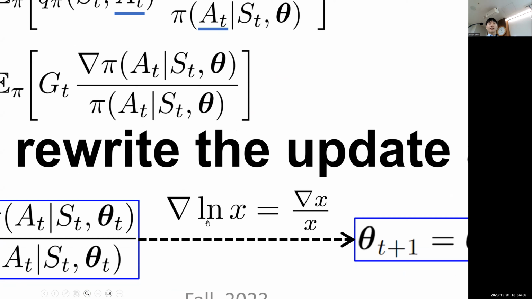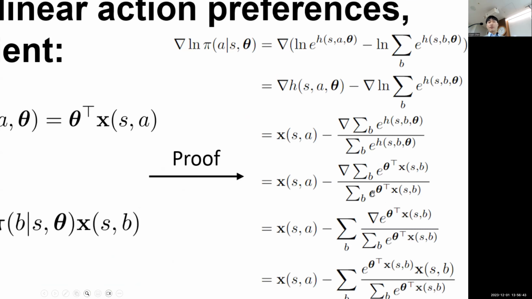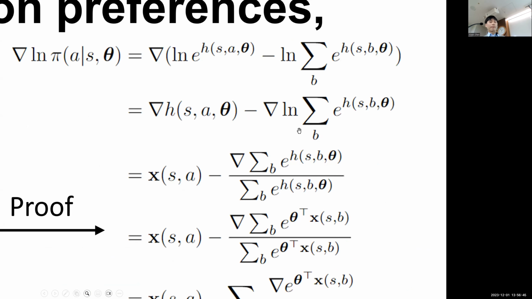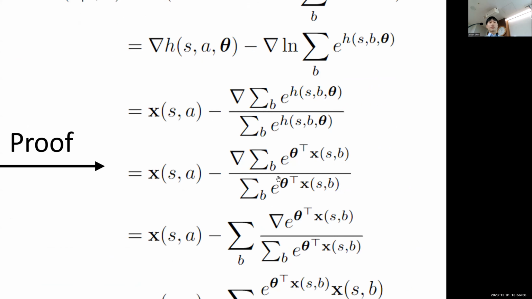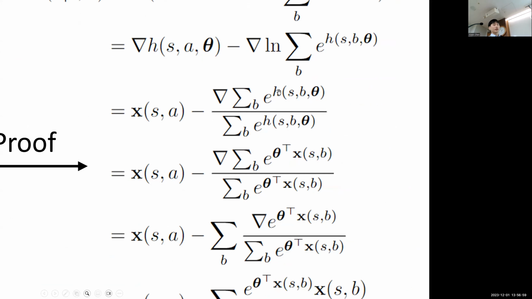This gradient ln x equals gradient x divided by x. Reverse uses. Okay, so from here to here, then we can derive to this shape, right? So this ln, the sum operation will be expanded into this way, if you look at the previous operation. So now we just put the linear function of this h to here. We put the theta transpose x here, okay?